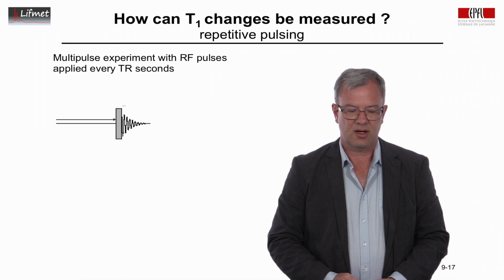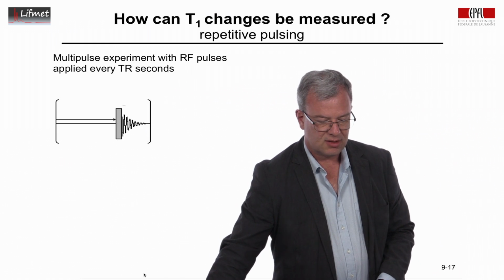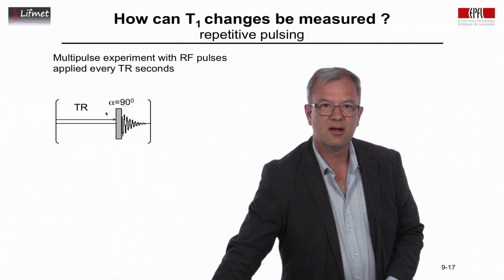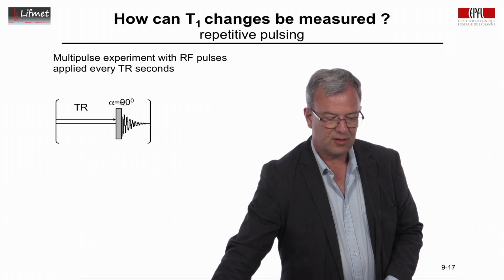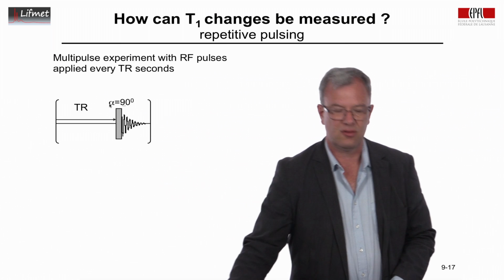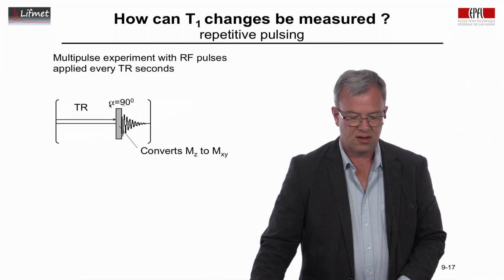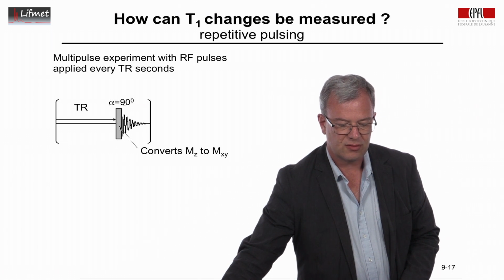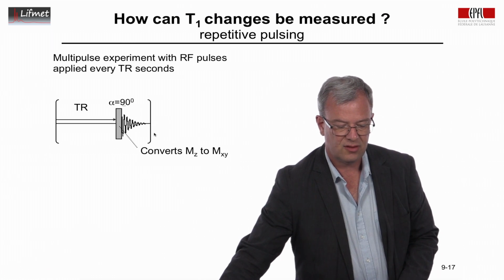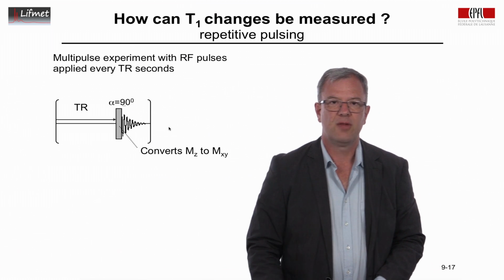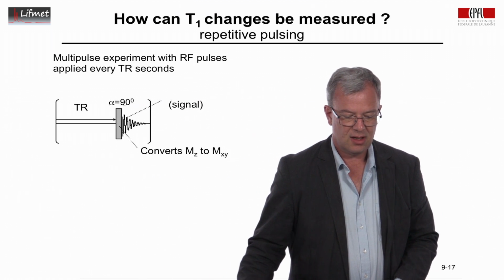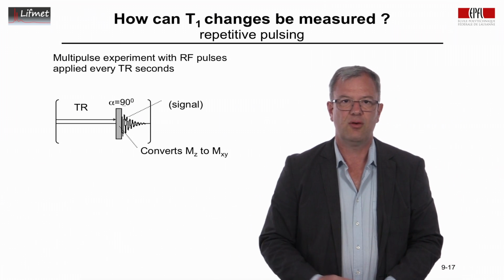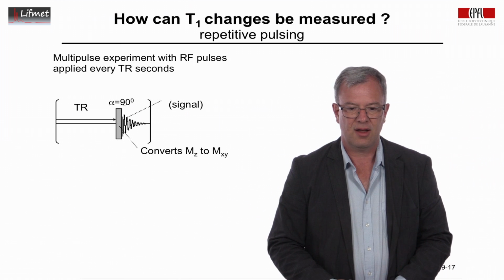So here is our scheme. We apply this every TR seconds. So here's the time TR. Then we have a flip angle alpha applied here, and we'll set this to 90 degrees. And what this pulse does, it converts the Z magnetization to transverse magnetization. And then the signal is measured. So at the beginning, the signal is proportional to the Z magnetization, and therefore it is sensitive to T1 effects.